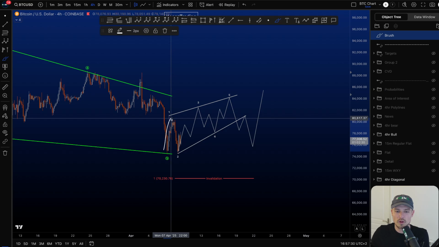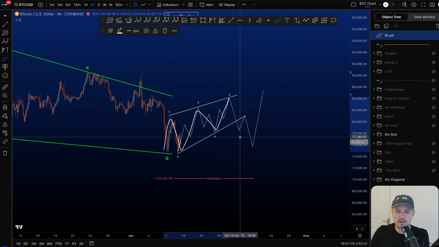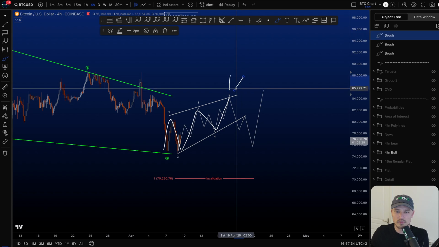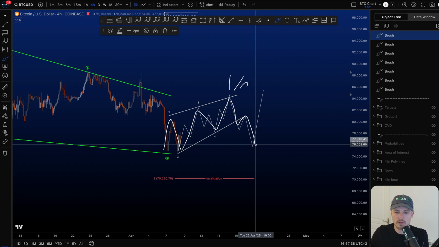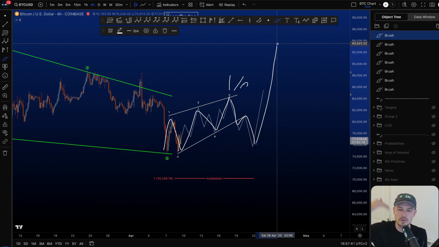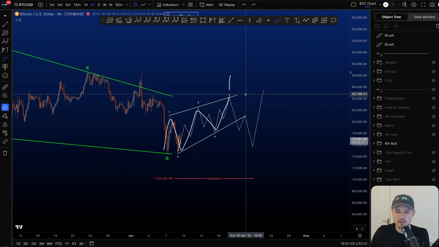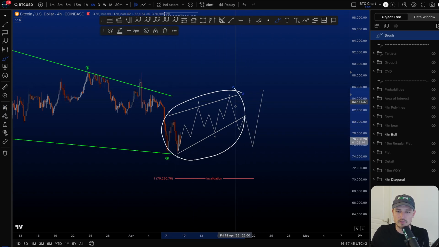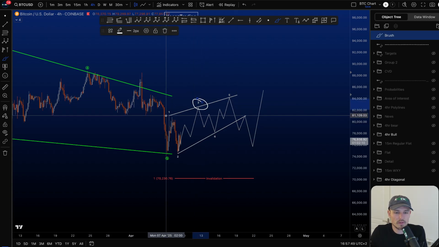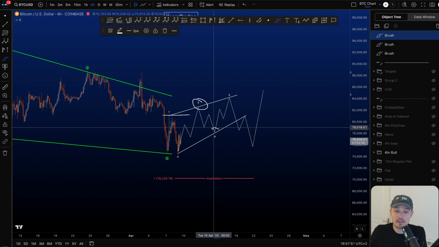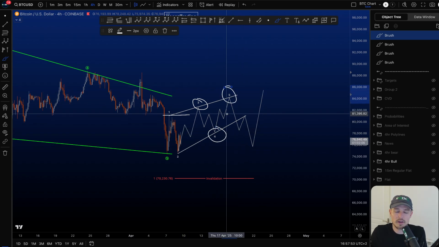This scenario, 1, 2, 3, 4, 5, can be a wave 1 or a wave A, for then a 3-wave B or 2, and then move up and continue to higher prices. But we have so much time left for a diagonal to form. At the moment, it doesn't have the highest probabilities. You still need a wave 3 to take out this high. Then you still need a 4 and still a 5.